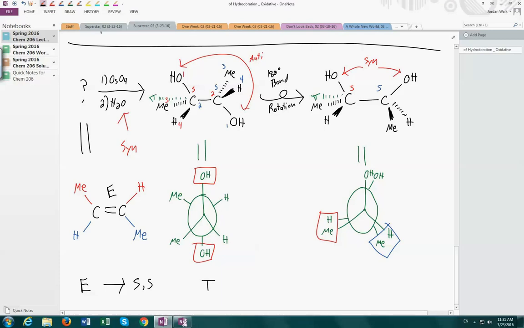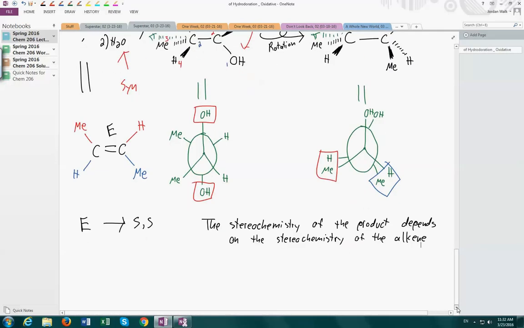And so that leads me to my point of this entire section. What we want to keep in mind is that the stereochemistry of the product depends on the stereochemistry of the alkene. All right, so we can prove that.